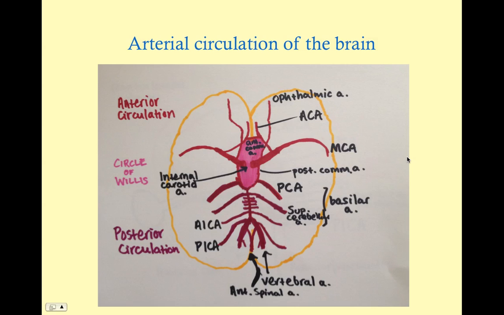Okay, so let's just briefly go over the arterial circulation of the brain. Remember, we have an anterior circulation, both coming from the internal carotid artery that comes directly off of the heart. On the left side, it comes from the arch of the aorta as the common carotid artery, and on the right side, it comes from the innominate artery. Then the common carotid splits off into the external and internal carotid artery. The internal carotid artery continues. It gives off the MCA, which is the middle cerebral artery, and the ACA, which is the anterior cerebral artery. It also gives off the ophthalmic artery.